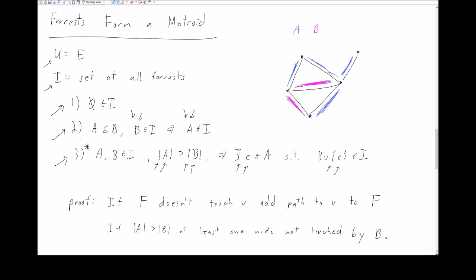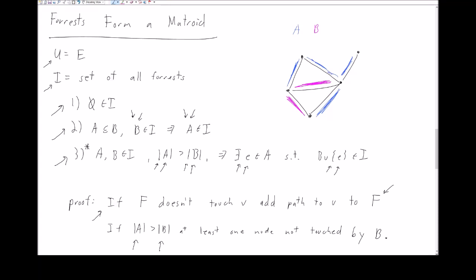The proof of this fact is relatively straightforward. First, we make an observation. If we have some forest F that doesn't touch some node V, then we can add all of the edges that form a path from F to V, and F remains a forest. We can use this fact now. If we have two forests, A and B, and A has more edges than B, then there's at least one node in A that's not touched by B. We can then add the path from B to this node and retain the forest property.